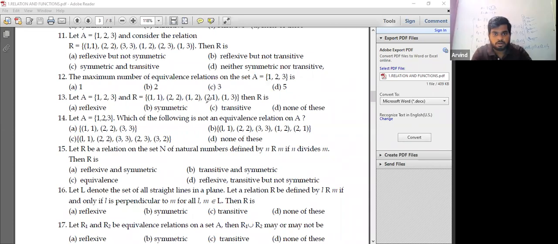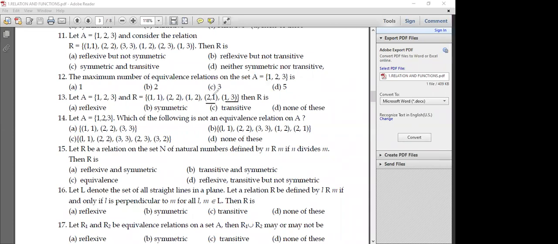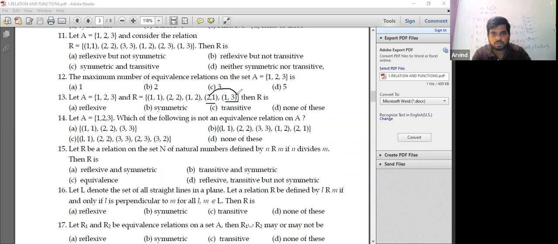Here (2,1) is there, (1,3) is there, which means (2,3) should be there, but (2,3) is not there. Therefore, it is not transitive. So it is neither transitive, nor reflexive, nor symmetric. So none of this is the correct answer.